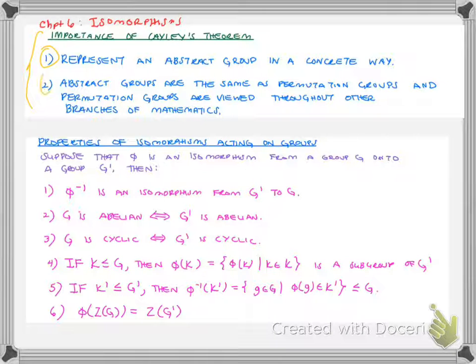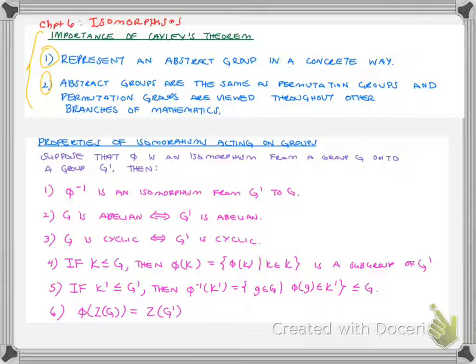The second part, in terms of the importance of Cayley's theorem, is that abstract groups are the same as permutation groups, and permutation groups are viewed throughout other branches of mathematics. I think someone in class who's taking combinatorics, maybe even linear algebra 2, talked about that. So in other fields where permutation groups are discussed, we can think about abstract groups.